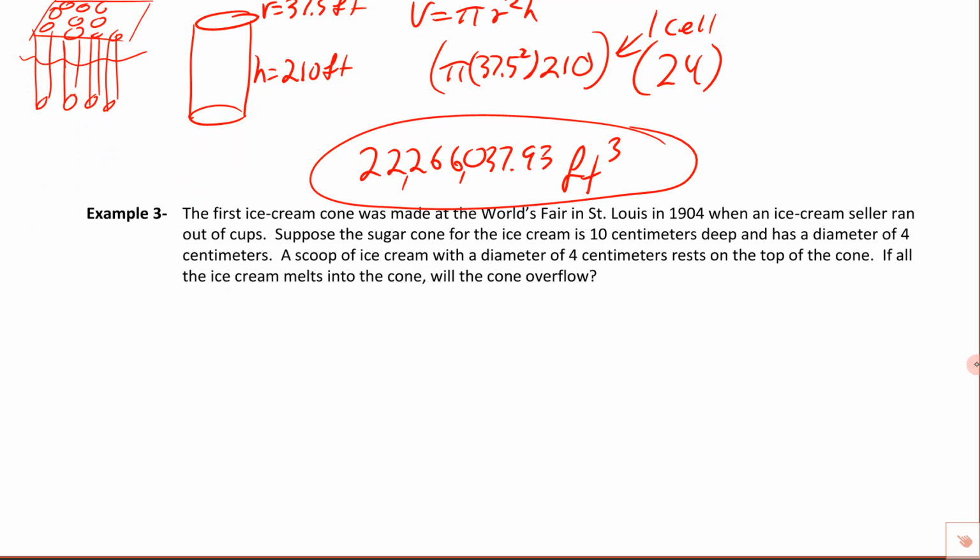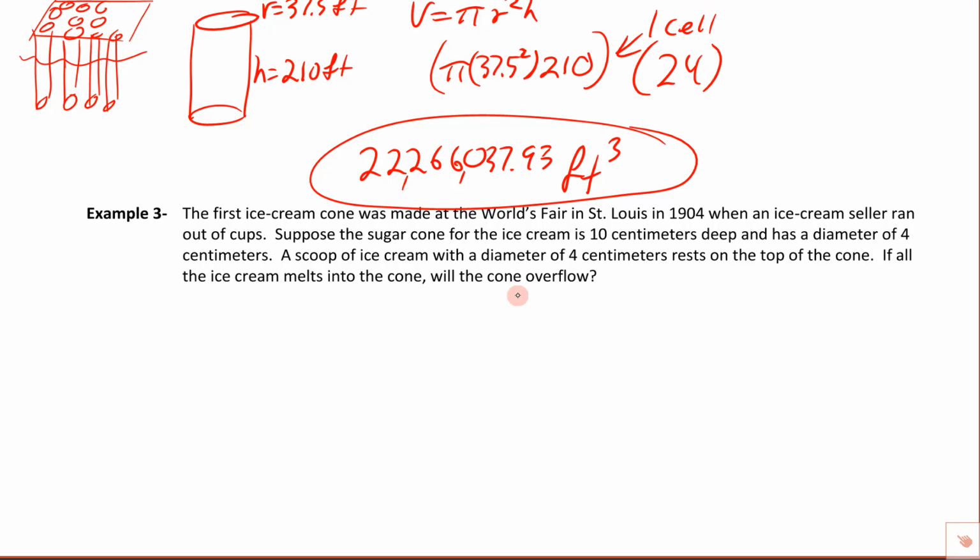Okay, and then the last one in the notes says this: the first ice cream cone was made at the World's Fair in St. Louis in 1904 when an ice cream seller ran out of cups. Suppose the sugar cone for the ice cream is 10 centimeters deep and has a diameter of 4 centimeters. A scoop of ice cream with a diameter 4 centimeters rests on top of the cone. If all the ice cream melts into the cone, will the cone overflow?